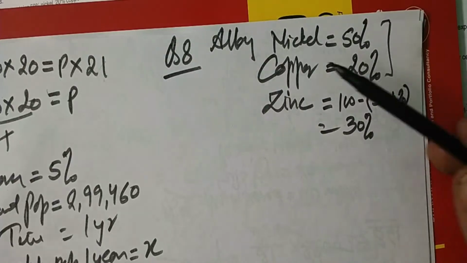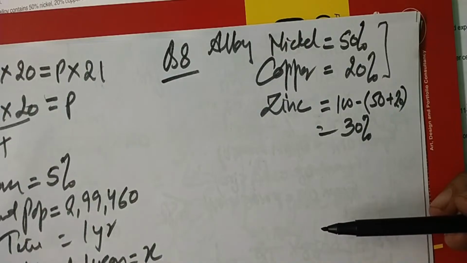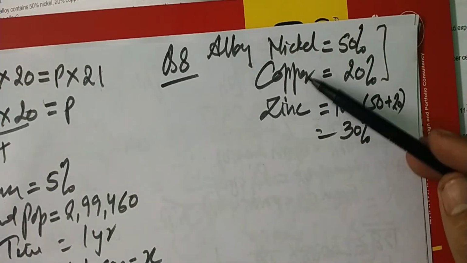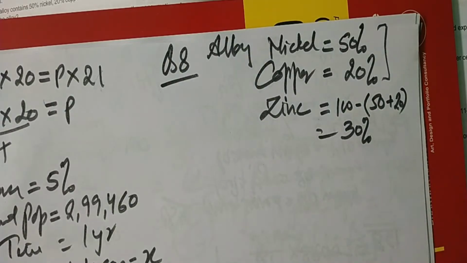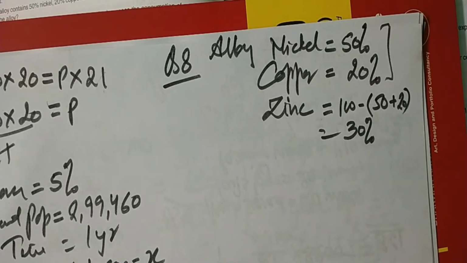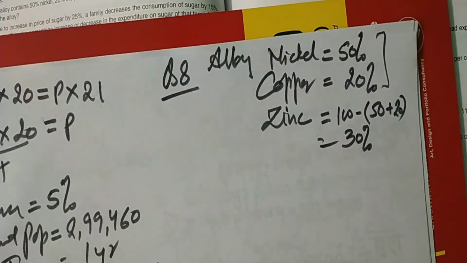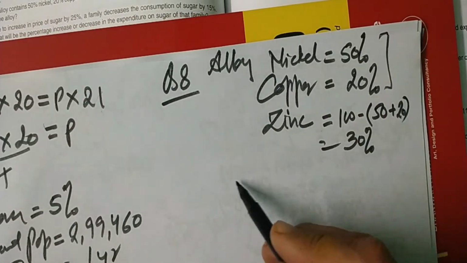So there is a mixture of metals, nickel, copper and zinc. Which alloy is this? This is a famous alloy which you use at home. It is brass, the yellow colored metal which you use at home. So it contains 30% zinc. You have to find how much zinc is there in 4 kg 300 grams.